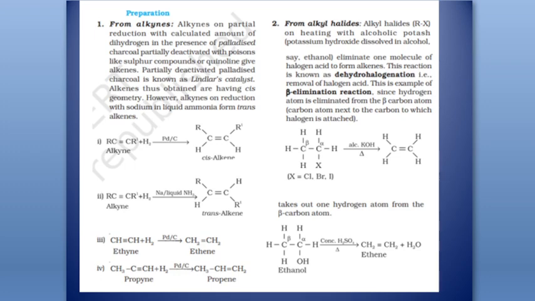From alkyl halide we can also prepare alkene by dehydrohalogenation, that is beta hydrogen elimination reaction. Let's take an example of ethyl halide with alcoholic KOH under heat or refluxing condition. It will produce alkene or ethylene gas.